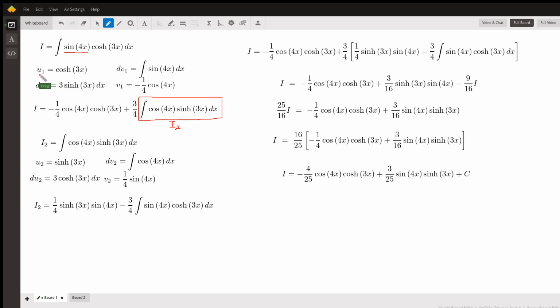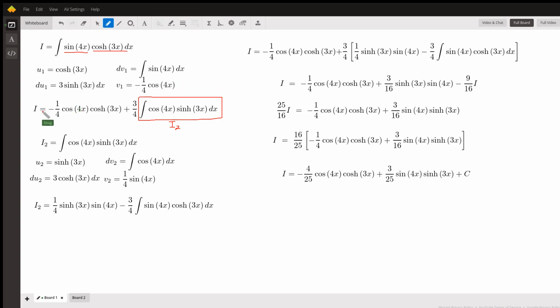We're told in the directions to let u equal the hyperbolic cosine of 3x. That means dv sub 1 is equal to everything else in the integrand, which is the sine of 4x dx. So du is 3 hyperbolic sine of 3x. V sub 1 is negative 1/4 cosine of 4x.